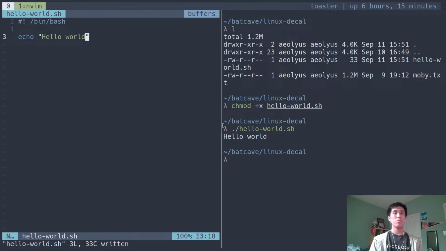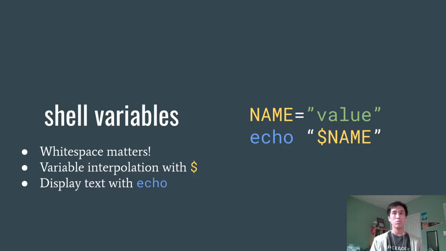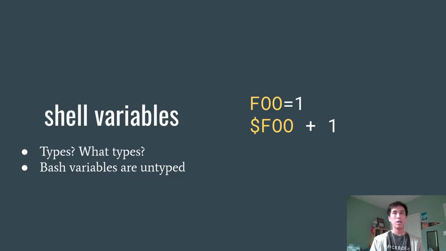Going back to the example, we can say name is equal to Richard, then echo the name. If we execute this, it should just say my name, and it does. So sweet. And if you want to do addition, you've got to be kind of careful because bash variables are untyped. So in this case, foo equals 1, foo plus 1. What do you think this will do?